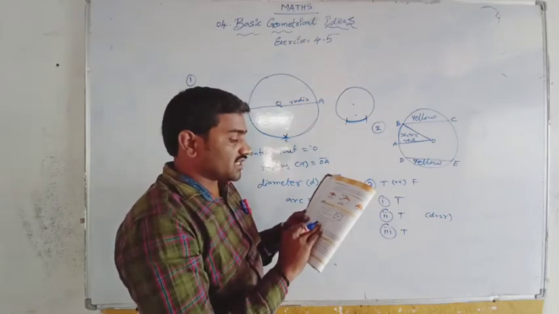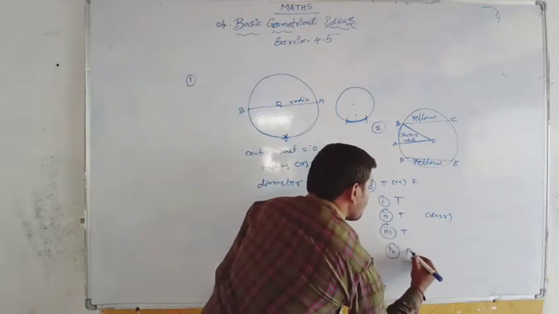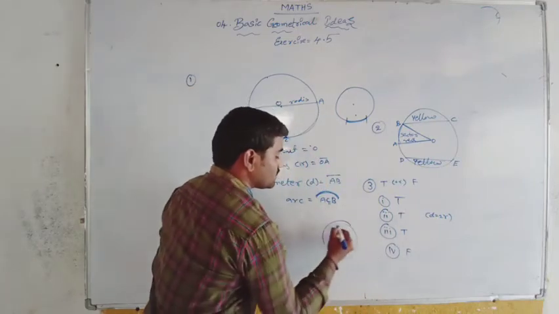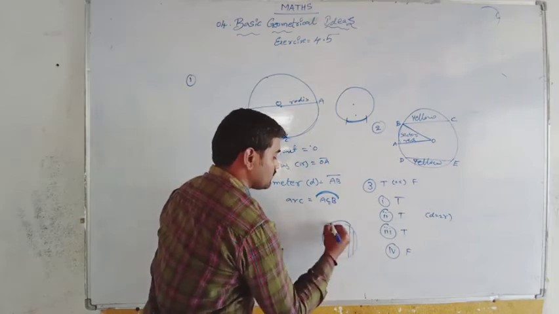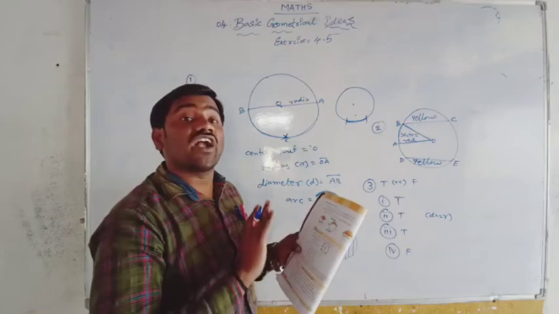Okay, all chords are equal in length. No, the fourth one is false. You draw the chords. Suppose these are all chords. Can you say all these chords are equal in length? No, all chords are not of equal length.